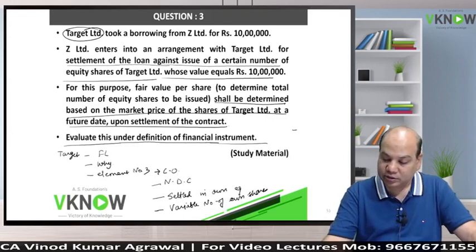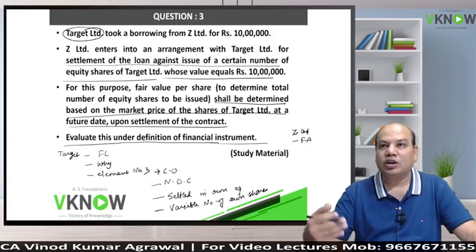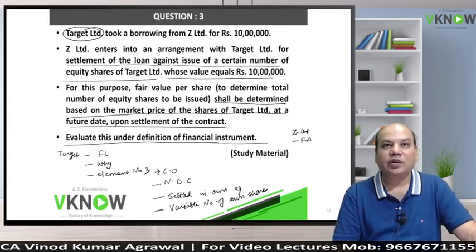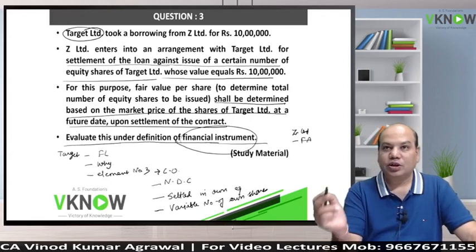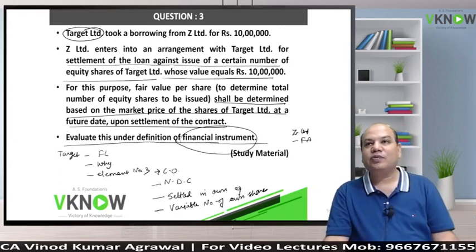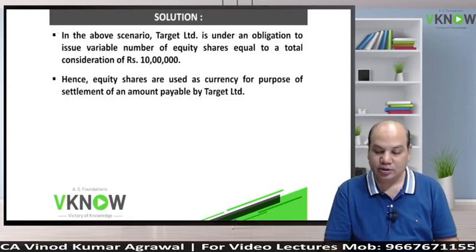And what about Z Limited? For Z Limited, it is a financial asset. We will see the definition of financial asset: contractual right to receive cash or another financial asset. So the equity shares issued by Target Limited become a financial asset for Z Limited. Because to be a financial instrument, it has to be a financial liability for one party, and at the same time a financial asset for the other party. Therefore, Target Limited will show it as a financial liability. Z Limited will show it as a financial asset.